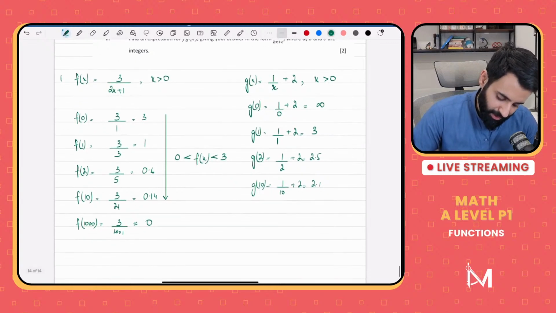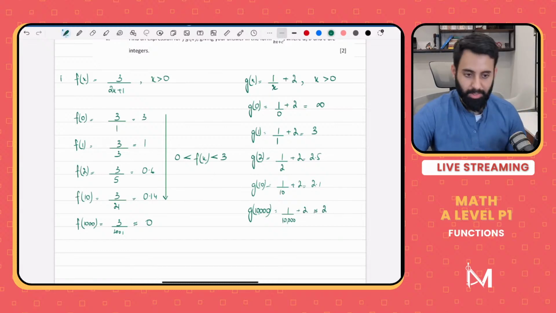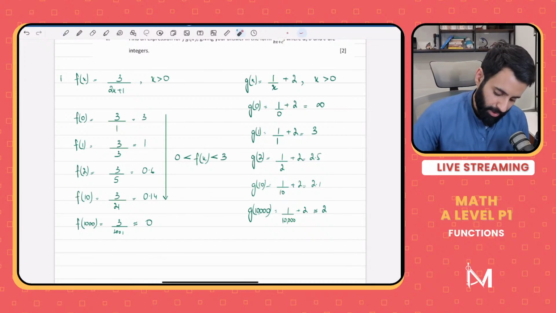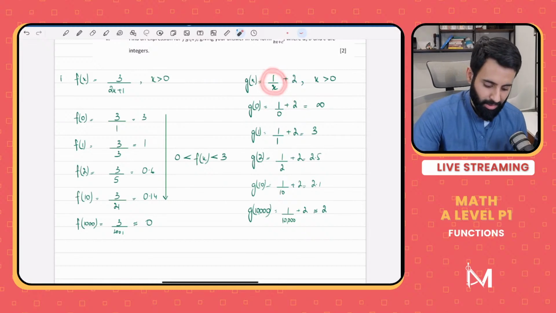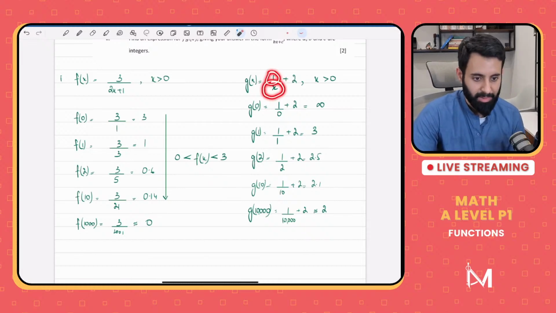If I plug in a really large value, let's say I plug in 10,000 or 100,000, then we have 1 upon 10,000 plus 2, which is approximately equal to 2. Why? Because 1 upon x, the denominator will become so large that the overall value will be as good as 0. So think of it this way, there's one slice of pizza and you're dividing that between 1 billion people. So everybody gets as good as nothing.